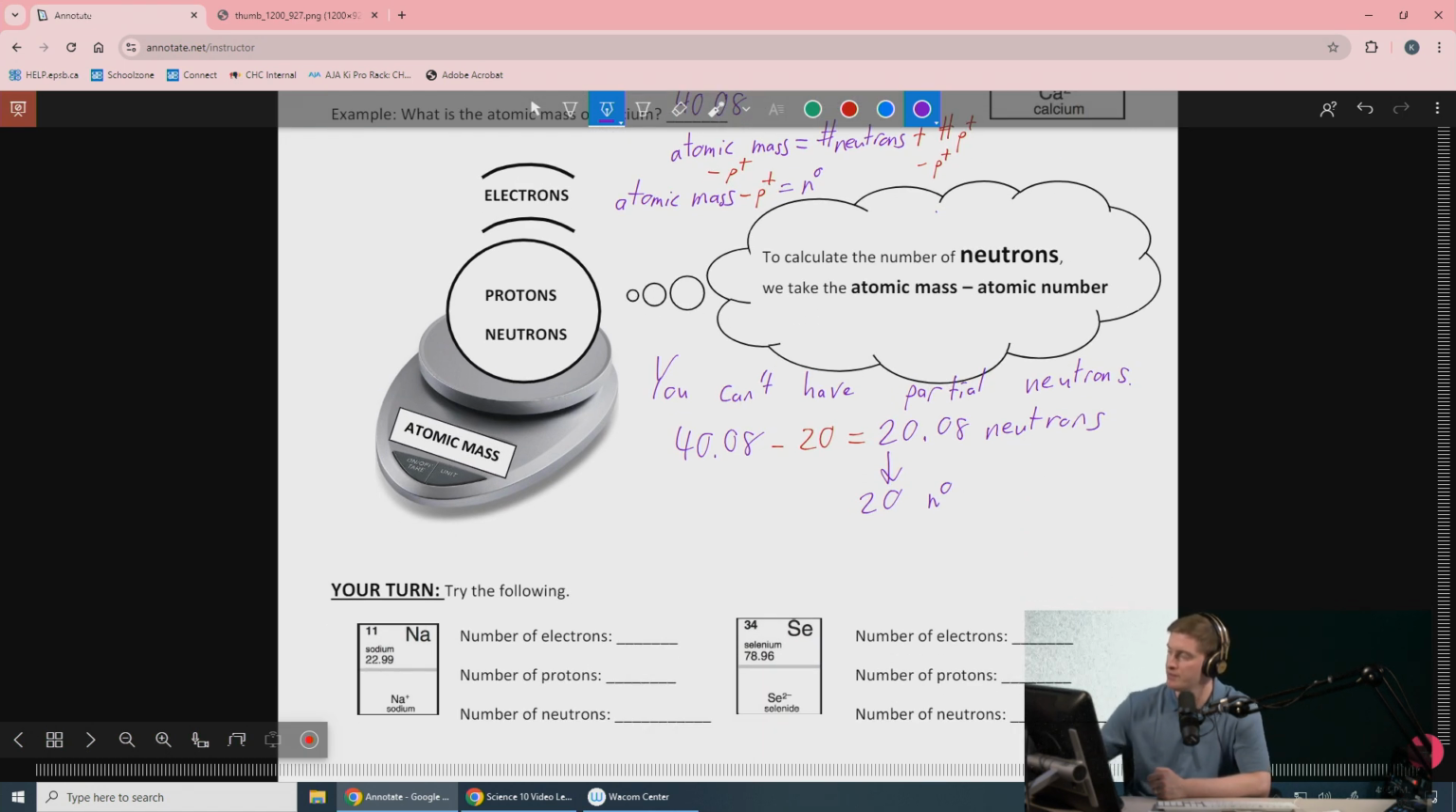You can do the rounding in either step. I prefer to round at the atomic mass before I do the subtraction. So you have to round to the nearest whole number.